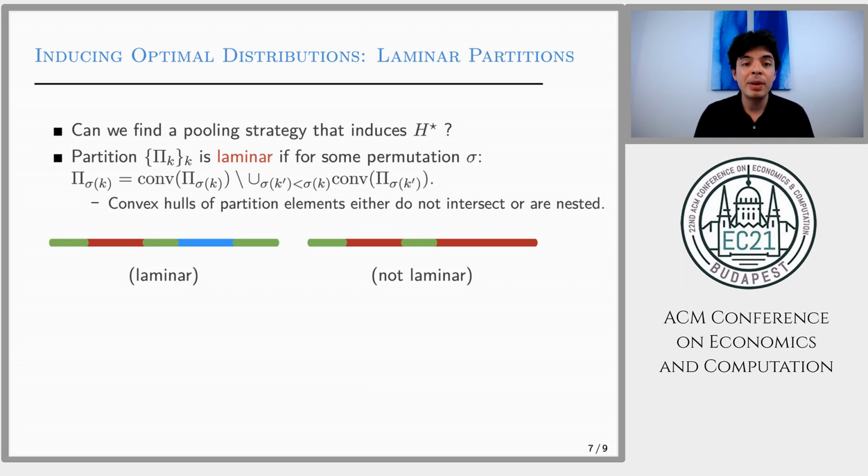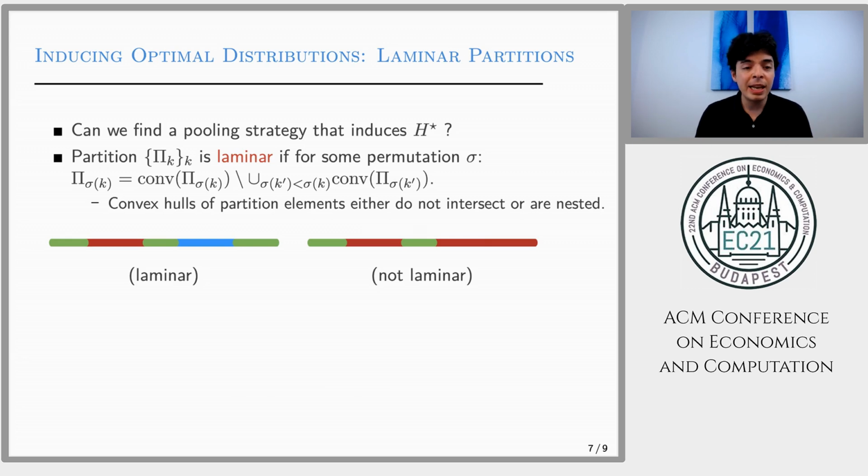What this laminar condition implies is that the kth partition element is equal to the difference of its convex hull and the convex hulls of all other partition elements that are smaller in my order. This is a mouthful and a condition that's not easy to parse in a talk, but an implication of this condition is easier to parse. It says that convex hulls of partition elements either do not intersect or are nested.